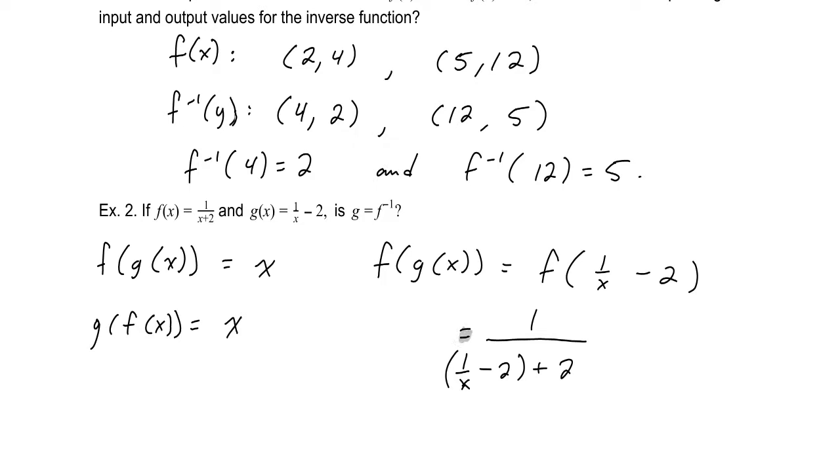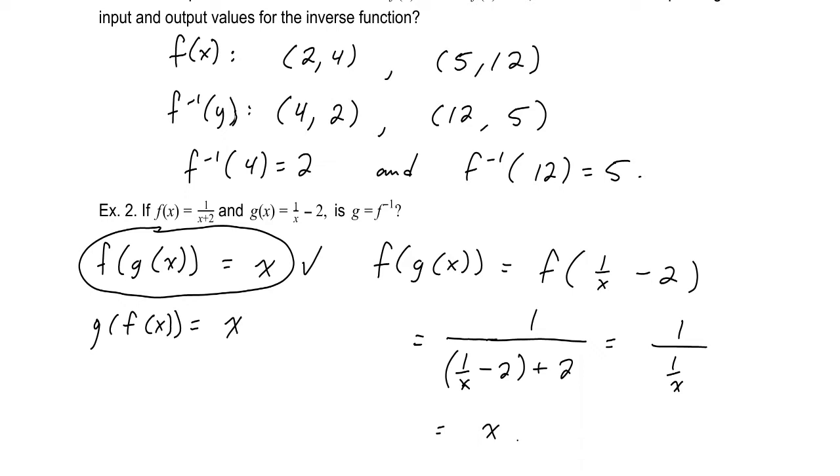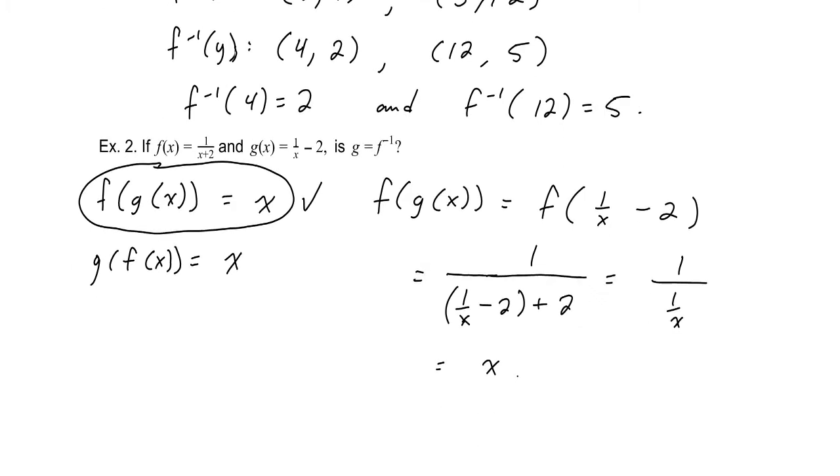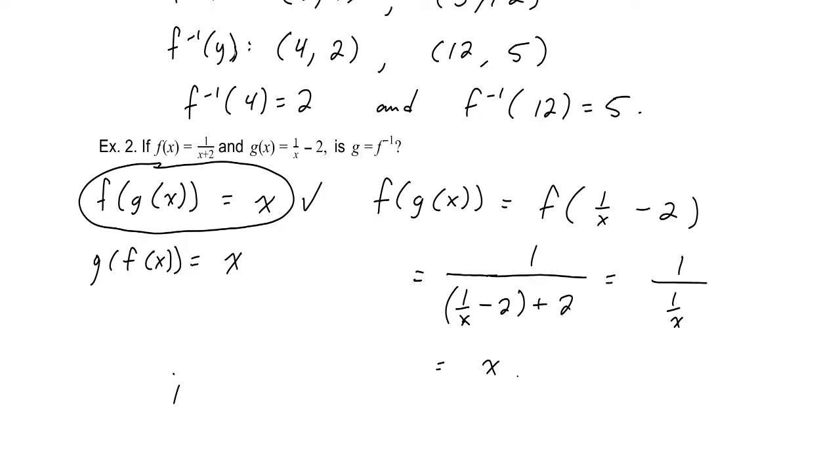All right. Let's make that a little clearer. It's all in my denominator. All right, so the negative 2 and positive 2 cancel out. So we have 1 over 1 over x, which is going to be x. So by our definition of inverse, these two are inverses of each other. So the answer is yes. g equals f inverse.